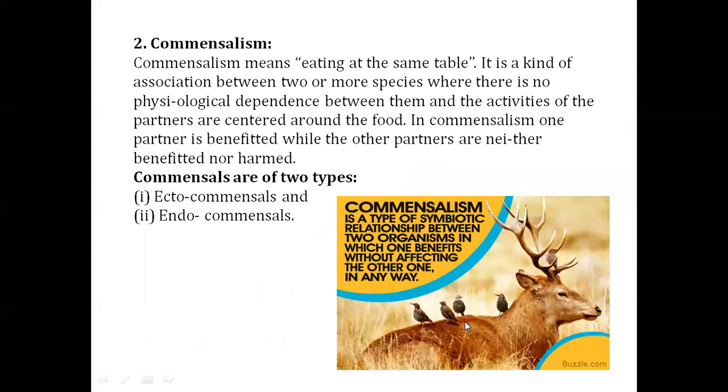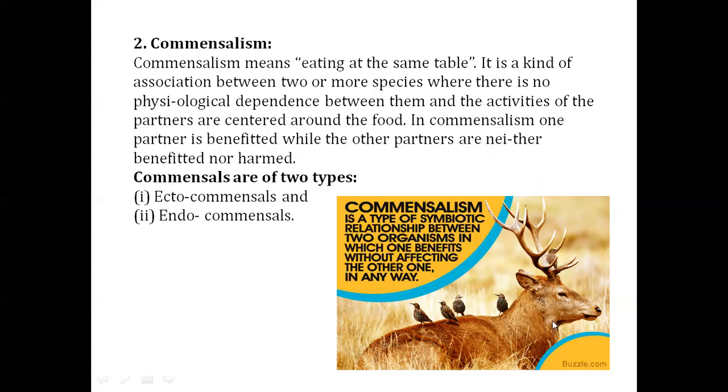Okay. So now commensalism means eating at the same table. That means it is a kind of association between two or more species. Two or more species, that is very important, where there is no physiological dependence between them. No physiological dependence, and the activities of the partners are centered around food. In commensalism, one partner is benefited while the other partners are neither benefited nor hampered.